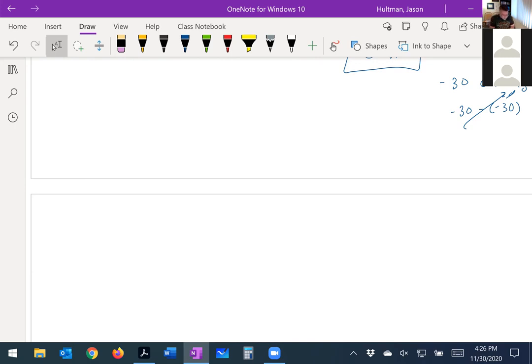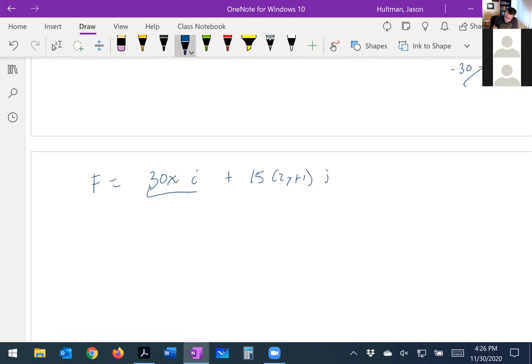Is this function conservative? Is F equal to 30x i plus 15 times 2y plus 1 j, is that conservative? Well, let's call this P. Let's call this Q. What happens when I do dP/dy? What does that equal?